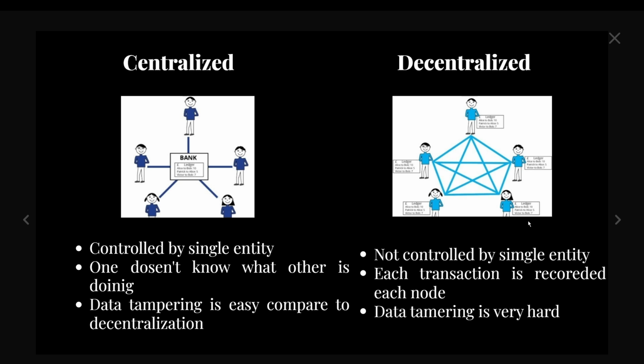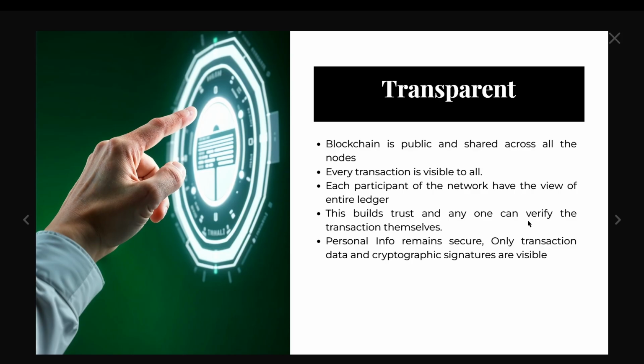So even if tampering of the data is done on a single node, other nodes will have a copy of that. So it is a little bit more secure when compared to the centralized one. It is not impossible to tamper, but it is very hard when compared to the centralized one. So the next feature is transparency.